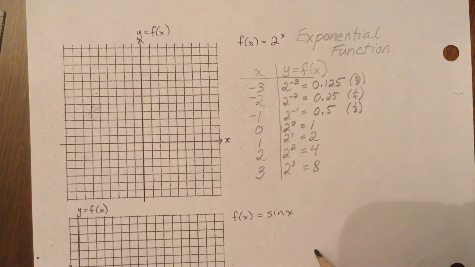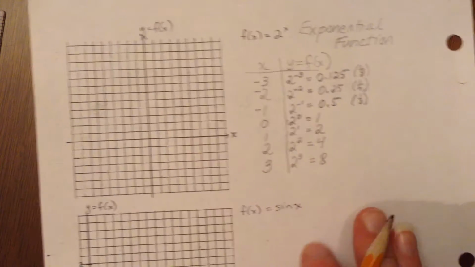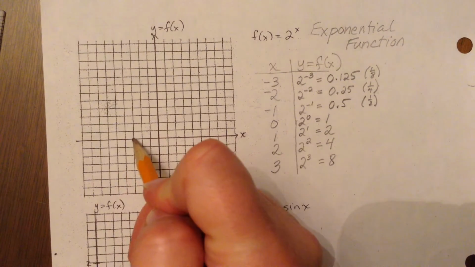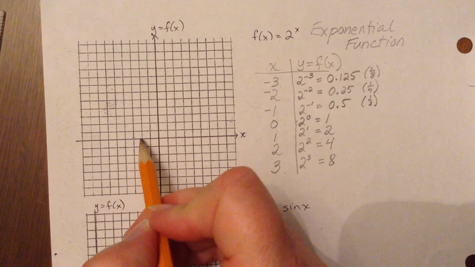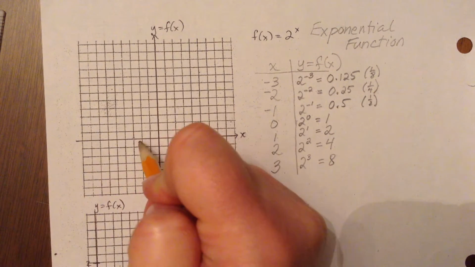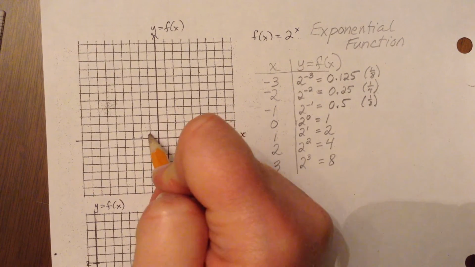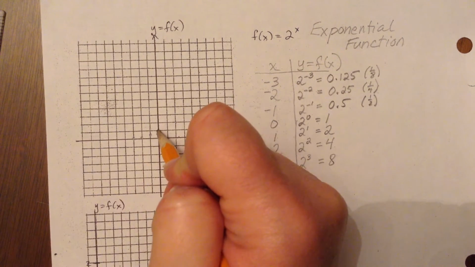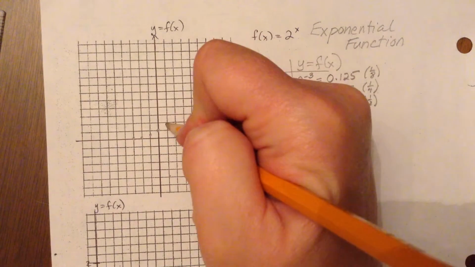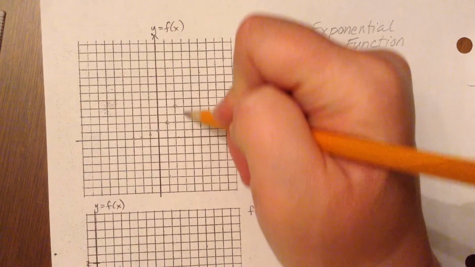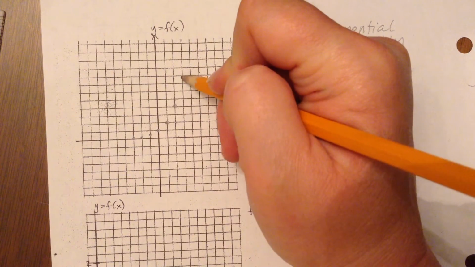So let's see what this looks like when we plot our graph. So negative 3 is 1/8, very close to the x-axis. It's hard to get it precise. At negative 2, it would be 1/4. Negative 1 is 1/2. 0 is 1. 2 to the 1 is 2. 2 to the 2 is 4. 2 to the 3 is 8.